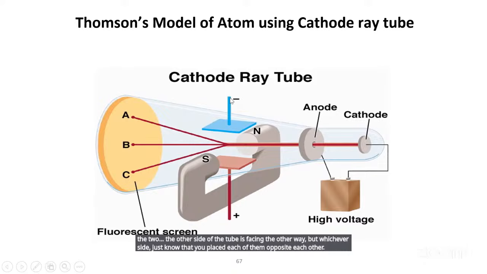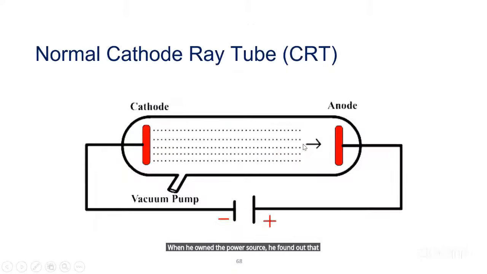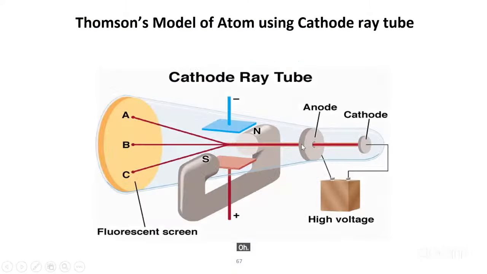The negative charged plate opposite the positive charged plate. Now, when he did this, he turned on the power source again. When he turned on the power source, he found that the same ray didn't go straight again. It bent a bit, going towards the positive charge.